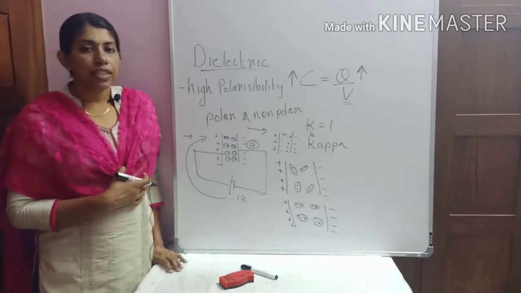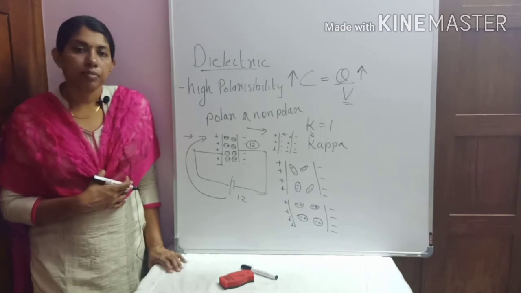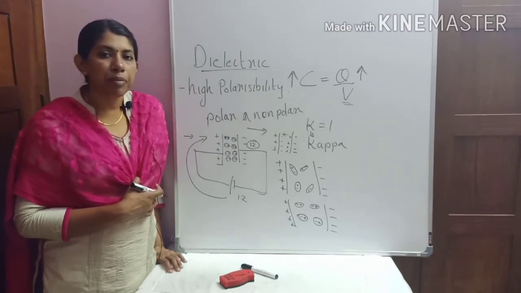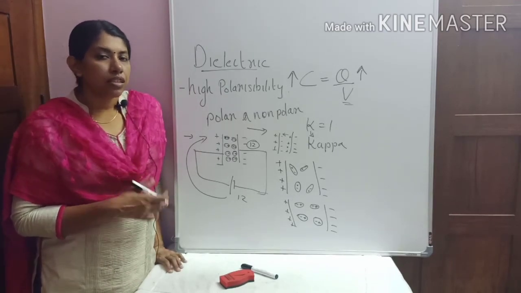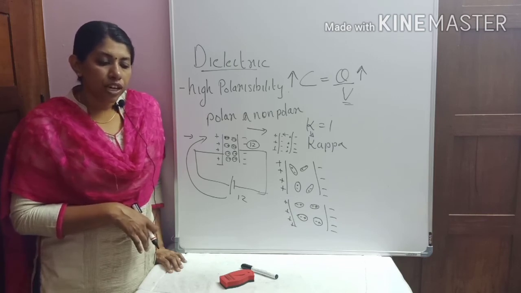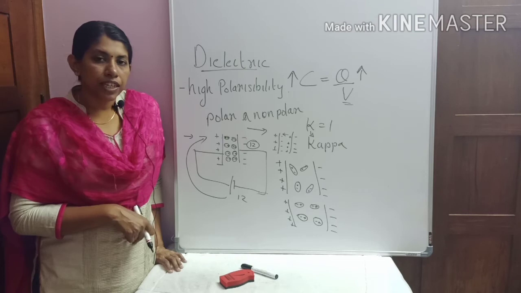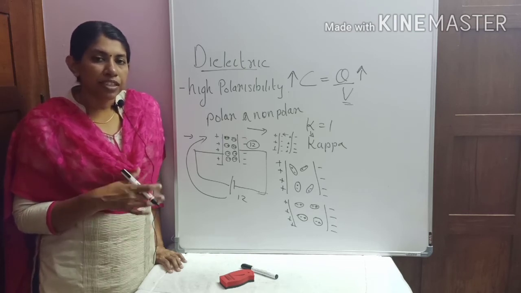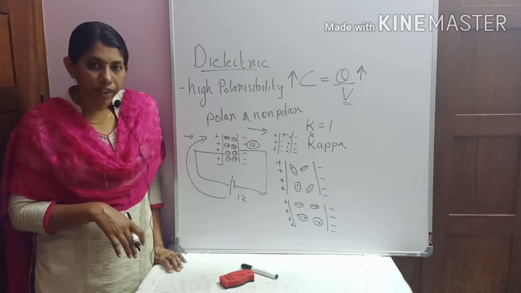Now we will see the factors on which the capacitance depends. Dielectric usually uses ceramic, paper, mica, etc. can be used as dielectric. If we use a material with a high dielectric constant, we can produce capacitors of very high capacitance value.